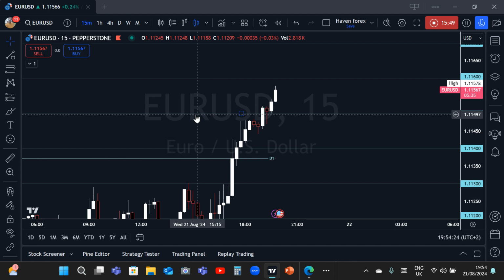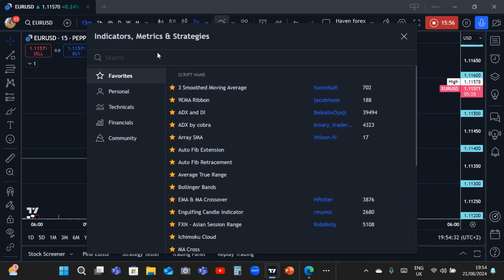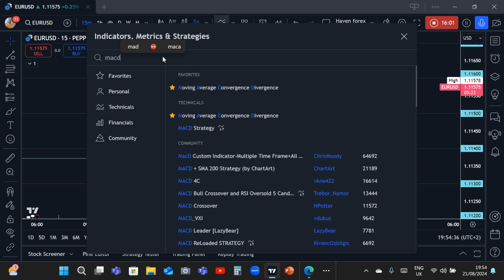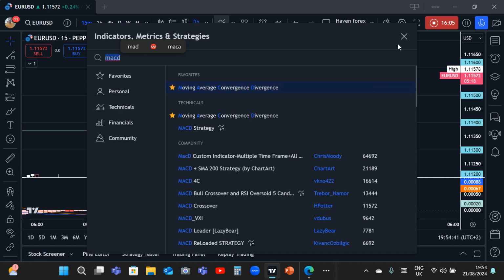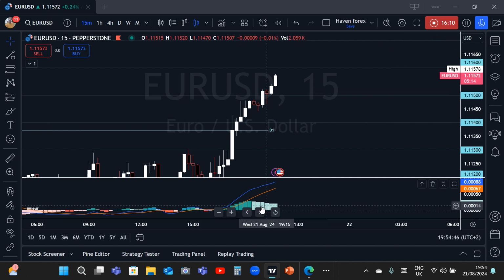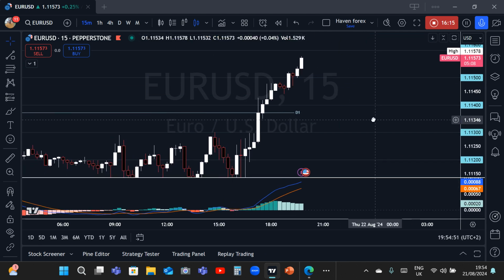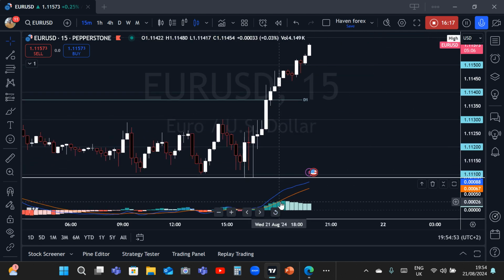All right, you just be seeing it. All you need to do, like I showed us earlier, you come to this very point: indicators, metrics, and strategy. You just type MACD, moving average convergence divergence. You can see a star. That is what I use. Look at it here. This is MACD. Once you see all these histograms, I'll get to that in a moment.